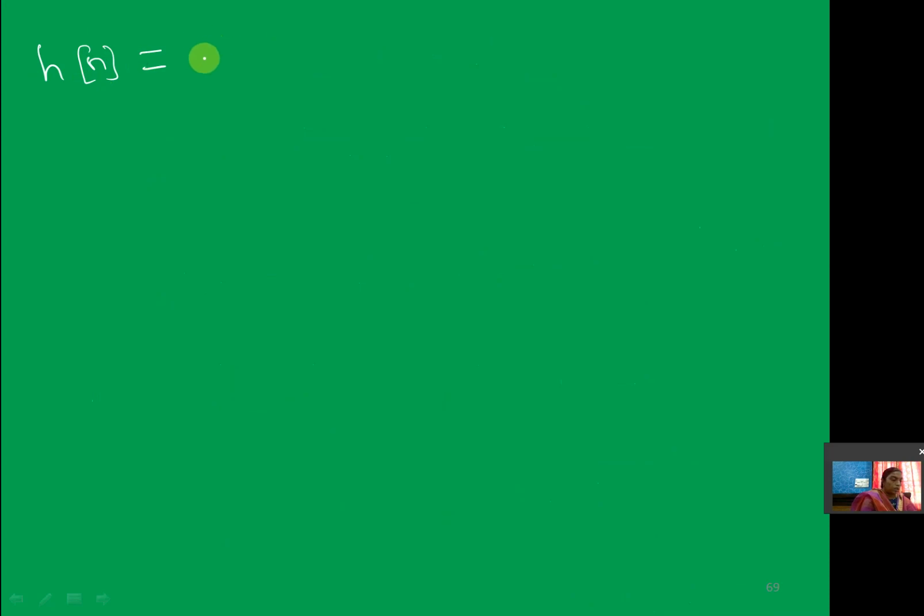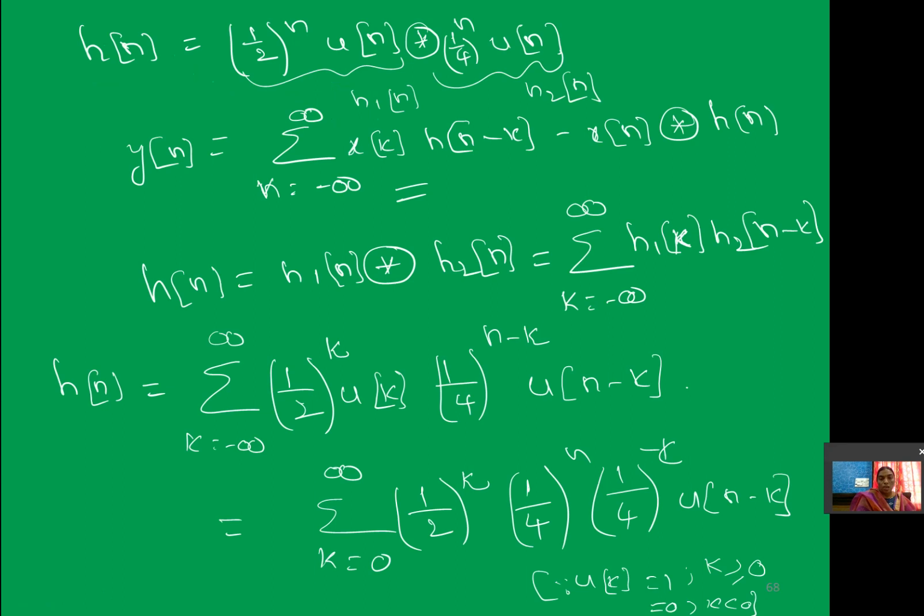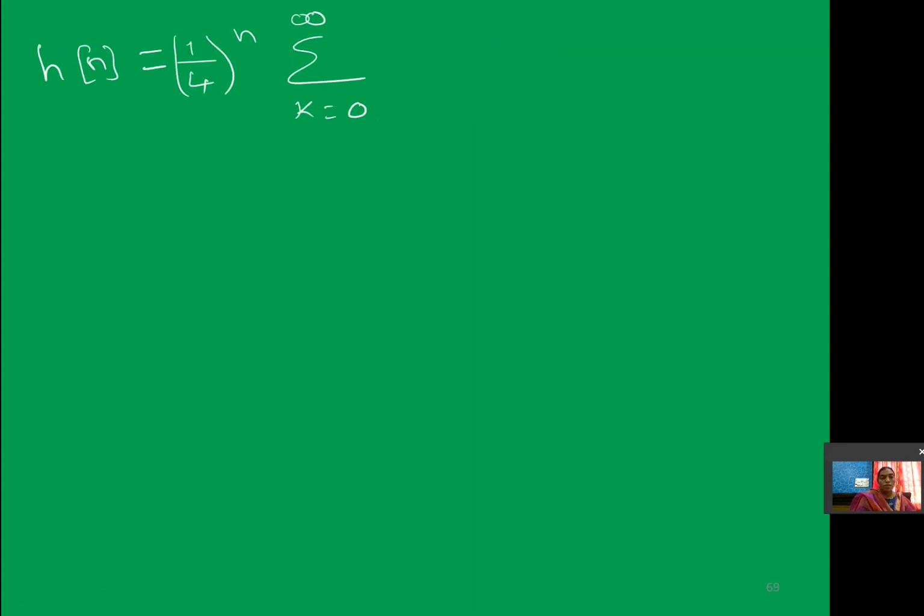Here (1/4)^n is there, so take it outside. Then summation k from 0 to infinity, (1/2)^k times (1/4)^(minus k). (1/2)^k means 2^(minus k), and (1/4)^(minus k) is 4 inverse whole power minus k. Am I correct?